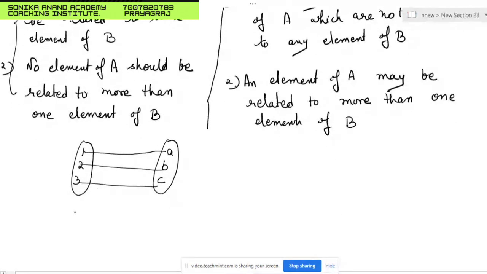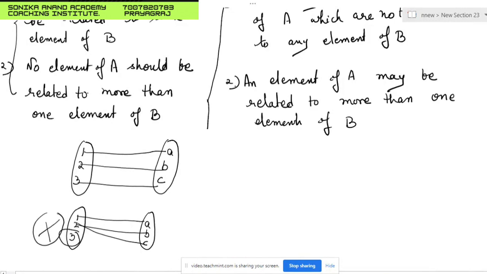For example, we have another pictorial diagram like this: 1, 2, 3, A, B, C. Here 1 is related with A, 2 is related with B, and again 2 is related with C. And 3 is left. So this is not a function. Each element of the set must be related to B. No element of A should be related to more than one element of B. So this is also not a function, because here one element is related with two elements. Understood?